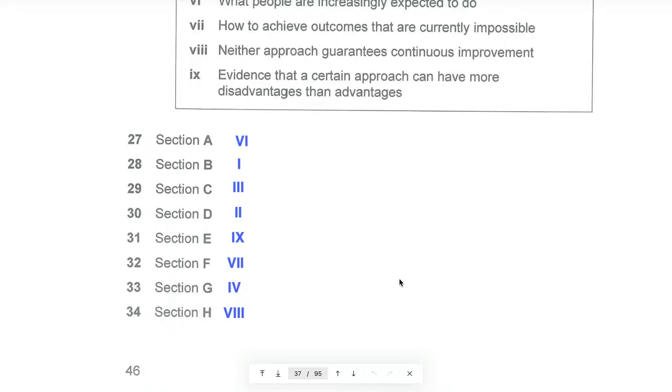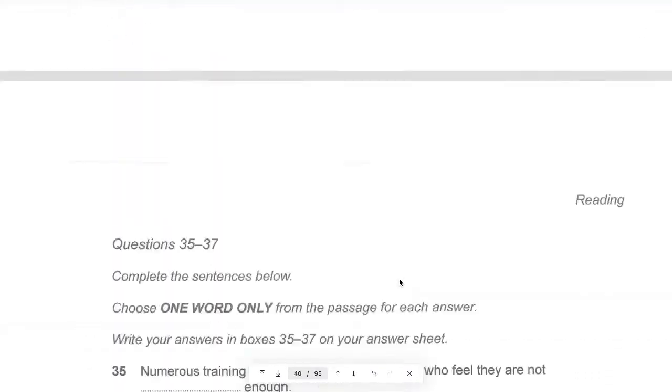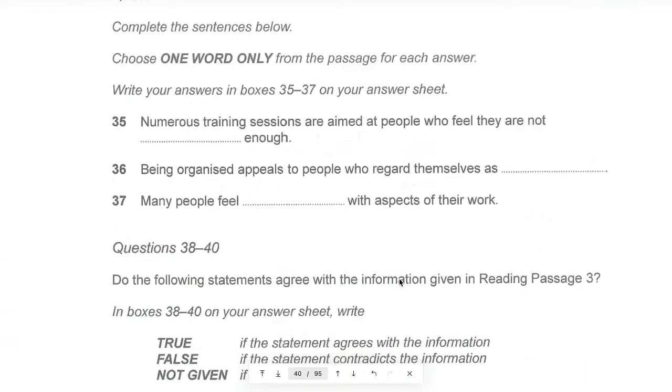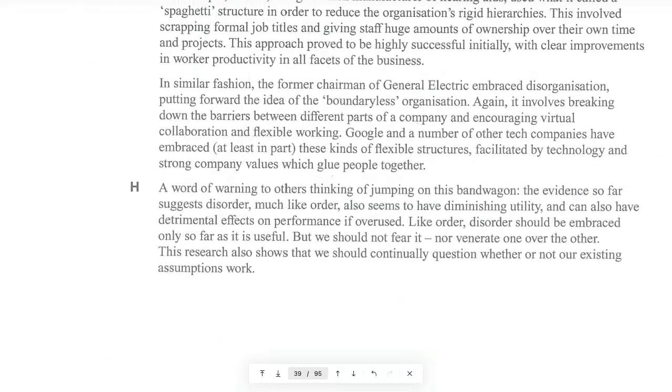All right, done. We still have what? Next one is true, false, not given, and also one word only, right? We'll do that later. Now, break time, guys.